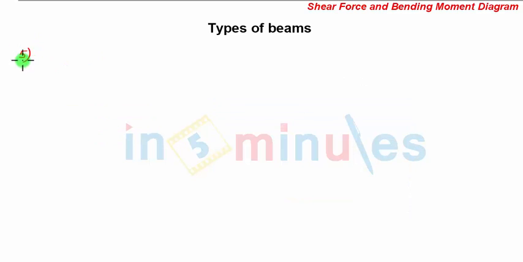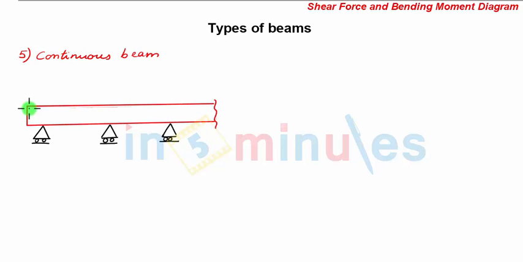The next and last type of beam is your continuous beam. So as we can see, if suppose we have a very large length of beam which is being supported by means of simple roller supports at equidistant or intermittent distance, we call this type of beam a continuous beam.